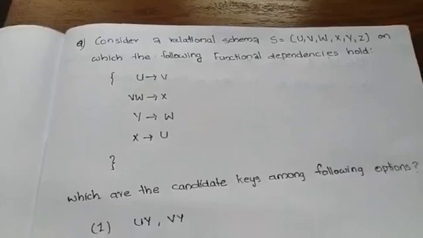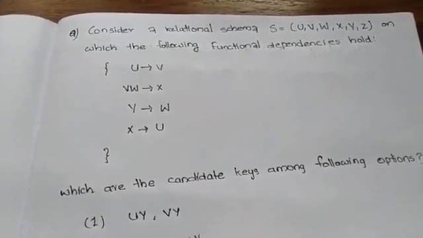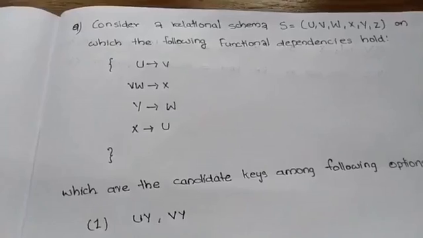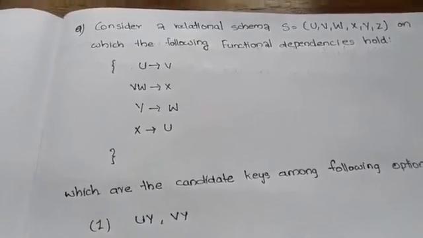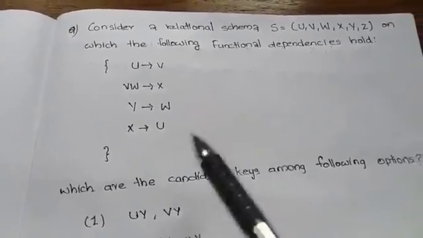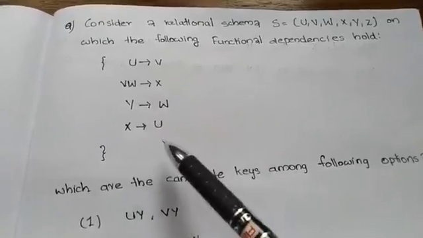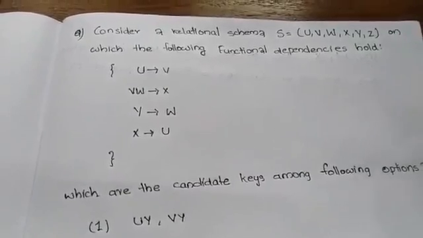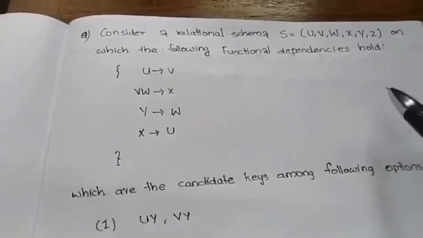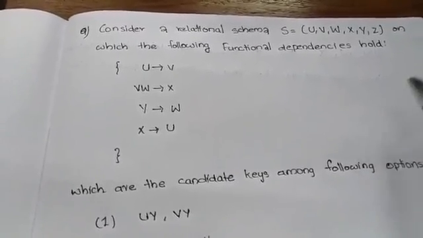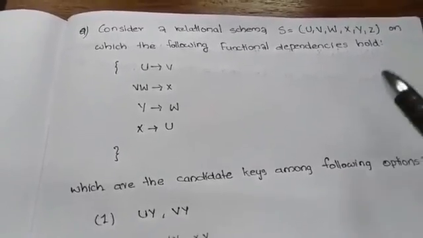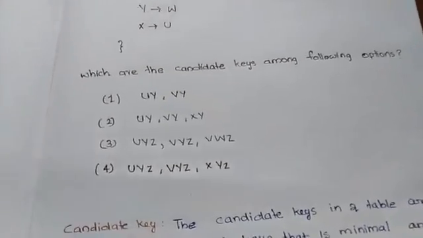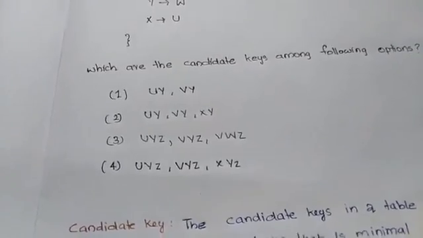So, what is the point I am trying to say? Y and Z are not at the right hand side of any of the functional dependencies. We have got 4 functional dependencies, and in these 4 functional dependencies, there is no Y and Z at the right hand side. So it tells that Y and Z are part of the candidate key for the relational schema S. So let's go through the options with this point.